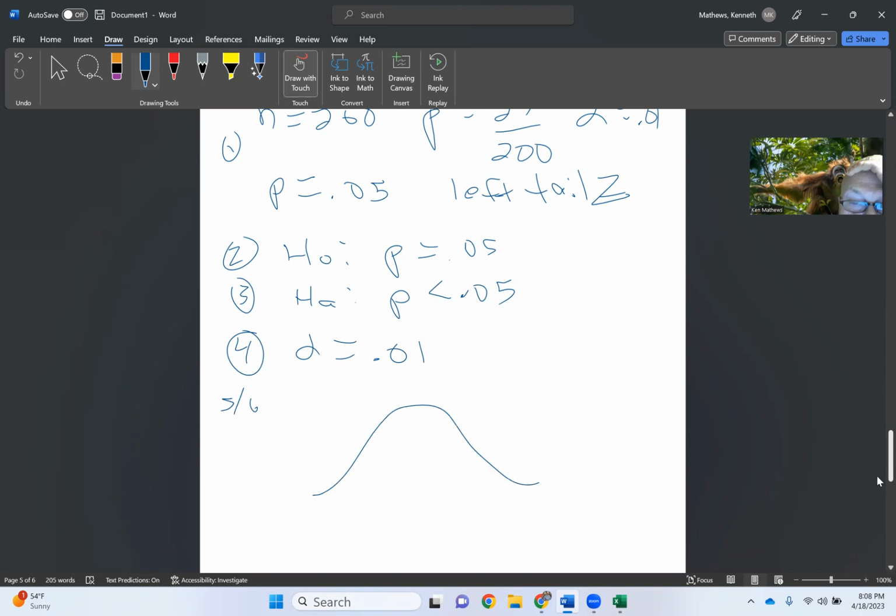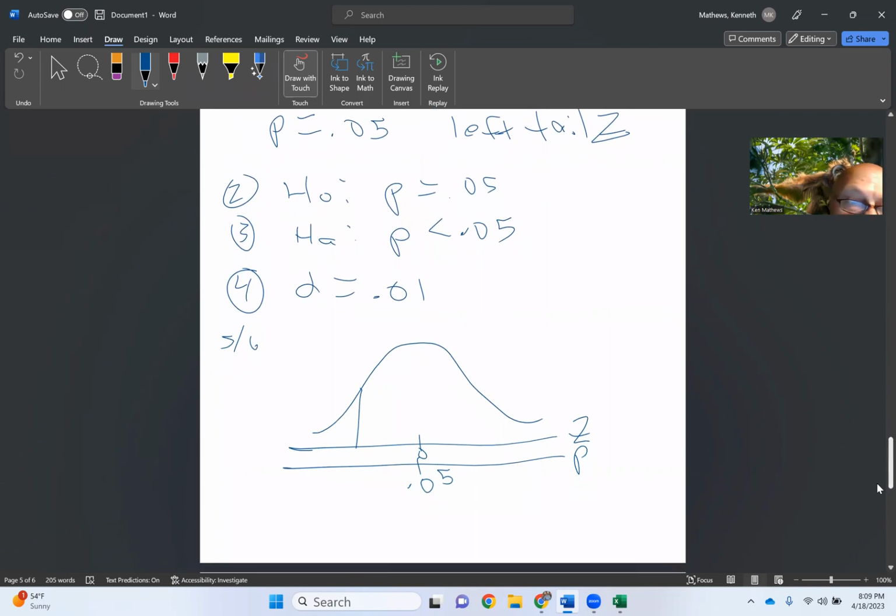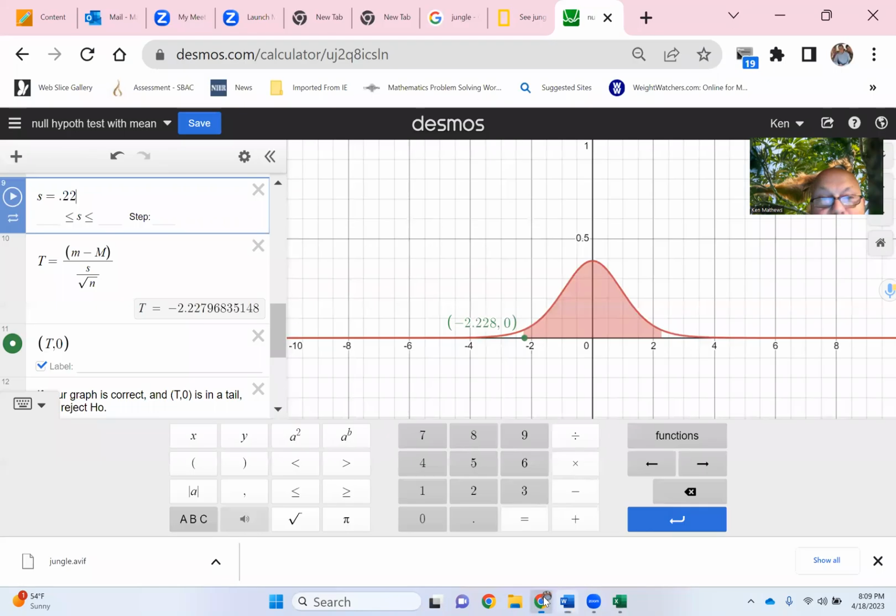Let's draw the picture. So this is z. This is p. This would be 0, and this would be 0.05. Since it's a left tail test, we only have to make that left tail. The area of the left tail alpha is 0.01. So this is 0.01 here, and this is 0.99. We need this critical value for z, which would be right here, and it is going to be negative. So let's go to Desmos.